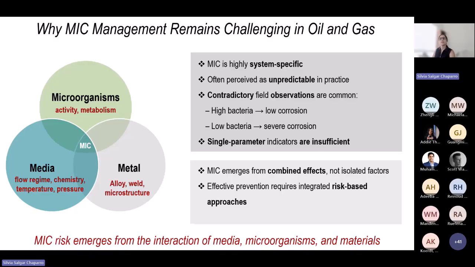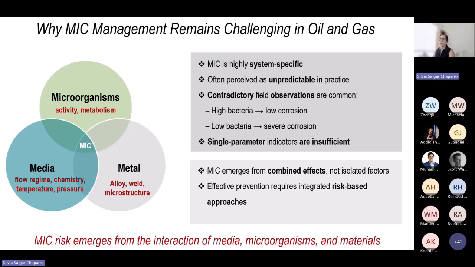So therefore, at the NMIC, despite we know what is causing the issue, it is very difficult to manage because it's difficult to understand how the interaction of these 3 different factors will result in a likelihood of MIC. And it's also important to mention that many times you get reports from oil fields with contradictory field observations. There are many reports where fields have a pretty high number of cells and don't have any MIC issues at all, but there are fields that have a low number of cells and very severe or many issues with MIC.